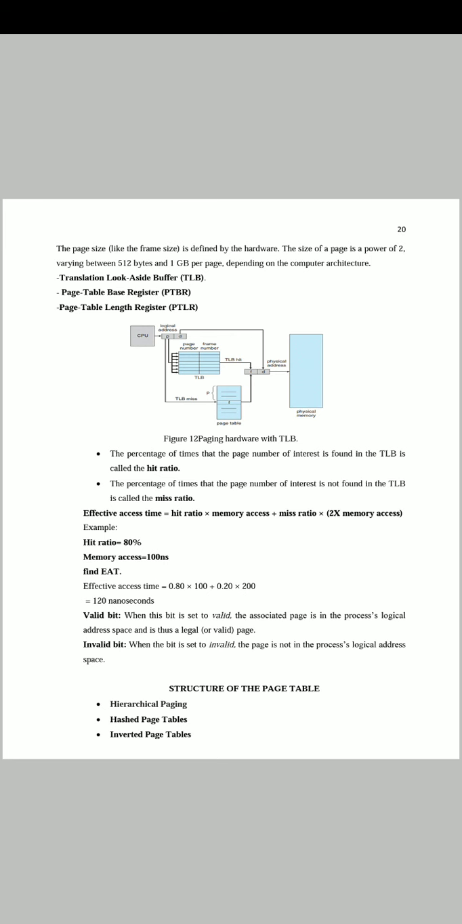100 is nothing but my memory access time, plus what is my miss ratio? It is 20%. 20% is nothing but 0.20, and 2 times of memory access, when there is a data miss. Then what am I supposed to do?